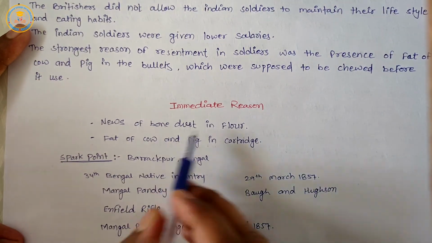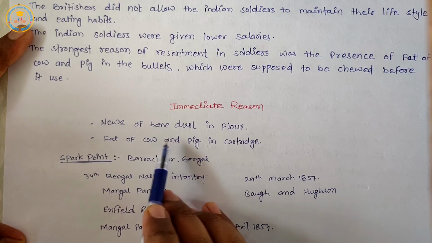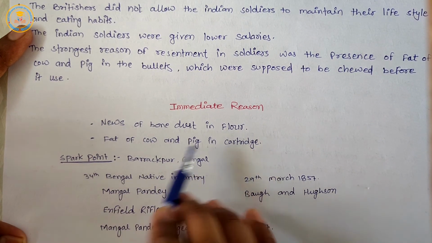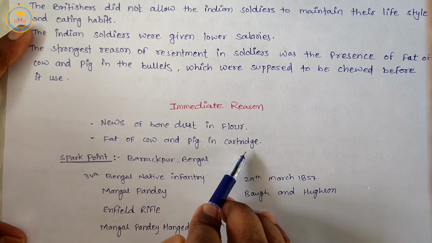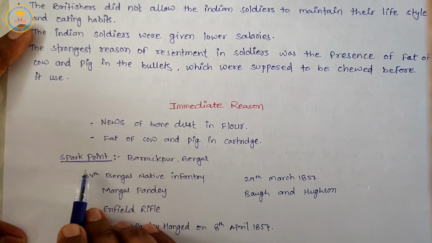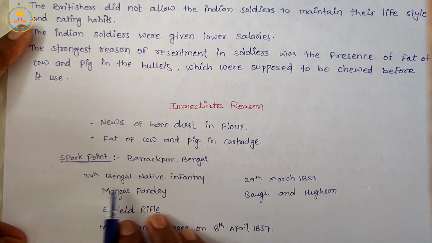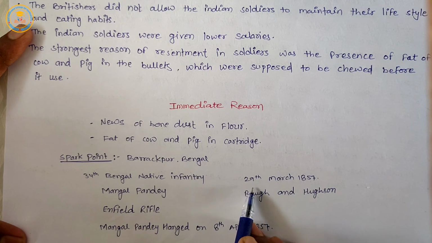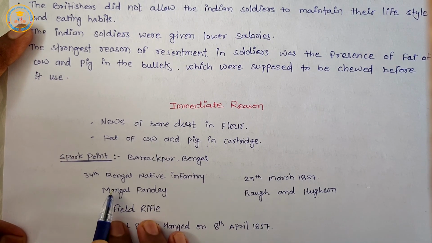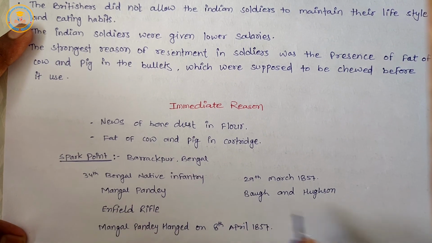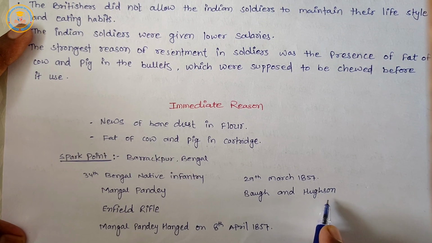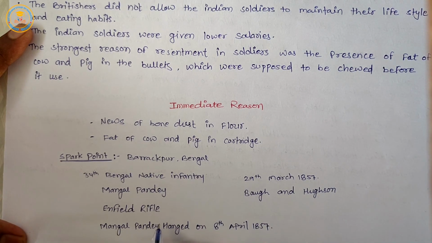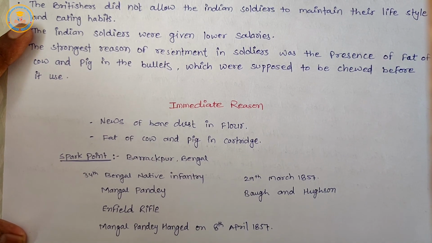Now, immediate reason: fake news of bone dust in the flour, and second, fat of cow and pig in the cartridges or bullets. Now, sparking point: Barrackpore, Bengal, 34th Bengal Native Infantry. On 29 March 1857, Mangal Pandey killed two British officers named Bagh and Hewson with his Enfield rifle, and Mangal Pandey was hanged on 8th April 1857.